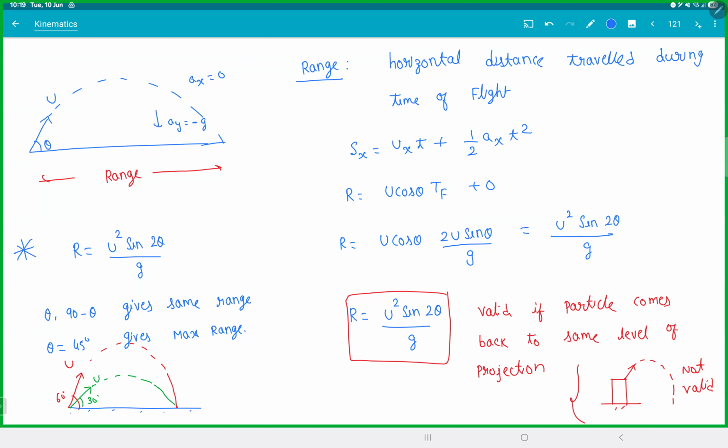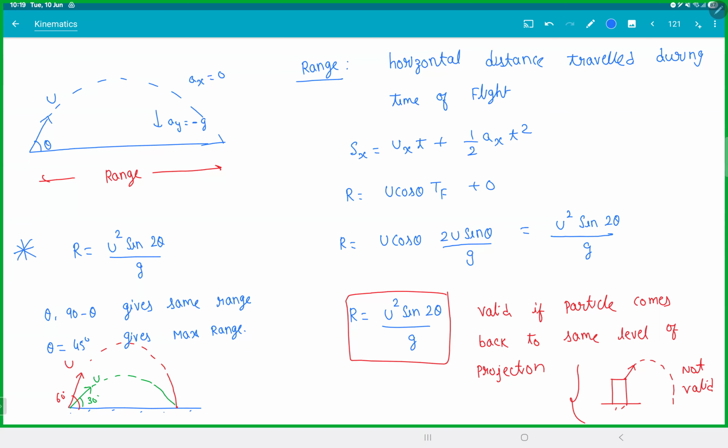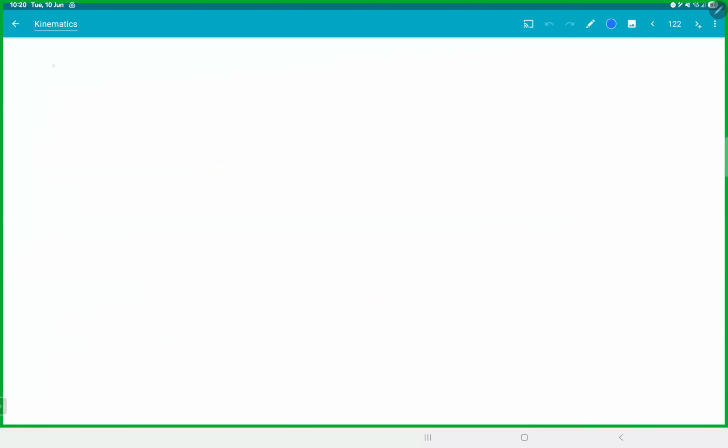So far clear? Any doubt so far? So the vertical direction was giving you h max, time of flight, time of ascent, and the horizontal was giving you the range. Then we have the equation of trajectory. So what is the equation of this path?